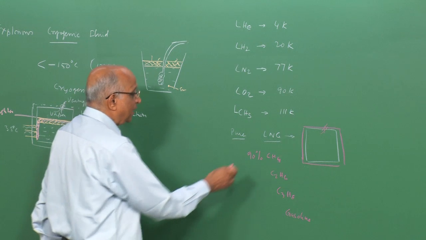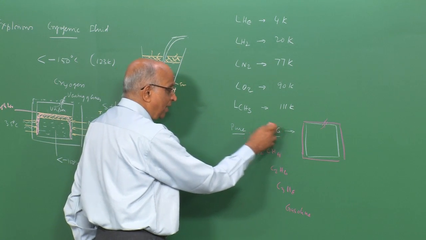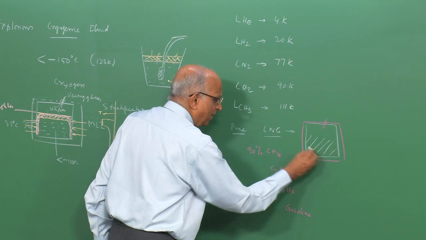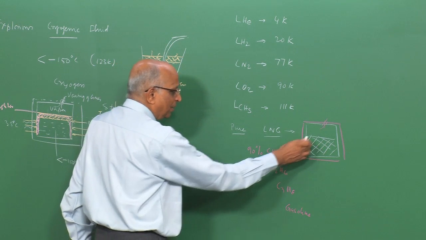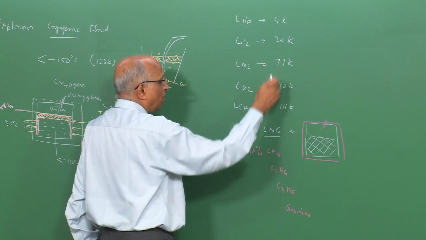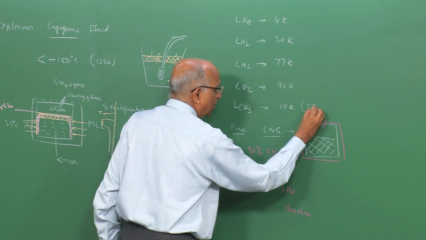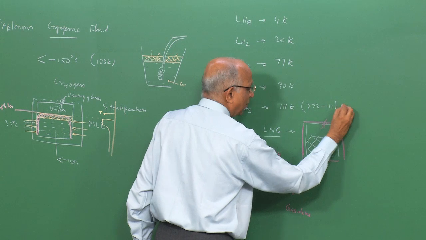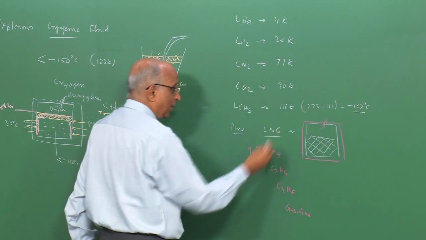If I look at the boiling point temperatures, liquid natural gas is stored as a liquid. It also contains some impurities, and these impurities are all fuels, mind you. It contains some liquid ethane, it contains some liquid propane, because the temperature is low, of the order of something like 111 Kelvin, which is 273 minus 111, equal to something like minus 162 degrees centigrade, because it is below 0 degrees centigrade.